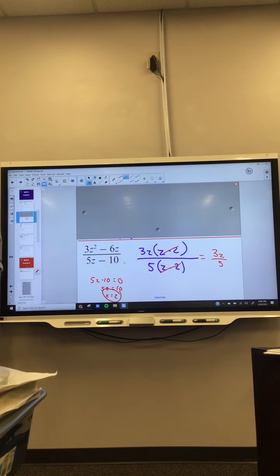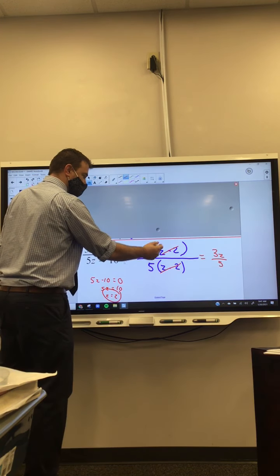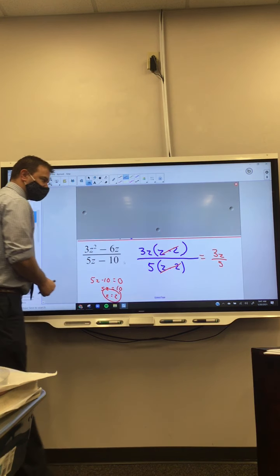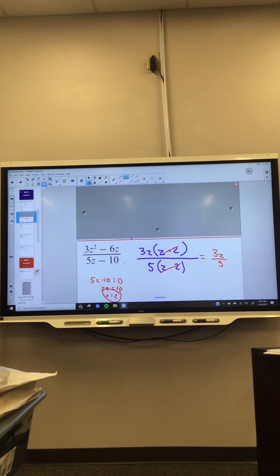Is that true? Can we plug 2 in there or not? We should still be able to, right? Because if we plug 2, remember this all simplifies, we would still get 6 over 5 as a value. Make sense?